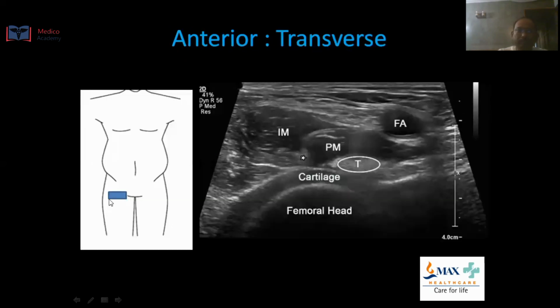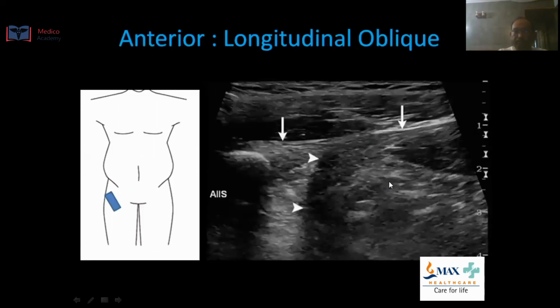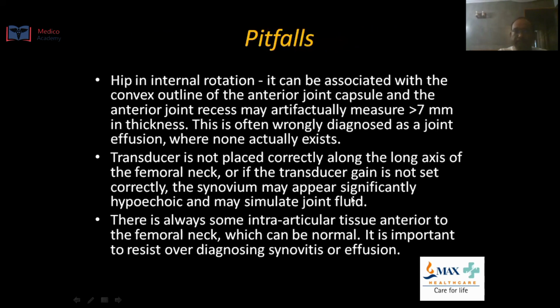This is the short axis view of the anterior aspect of the hip examination, where you are able to see the femoral head cartilage. This is the iliacus muscle, this is the psoas muscle, this is the iliopsoas tendon, this is the femoral artery, and this is the tendon of the iliopsoas again. In the anterior longitudinal oblique view, we need to see the tensor fasciae latae. This is the anterior superior spine, and this is the posterior fat which is seen.